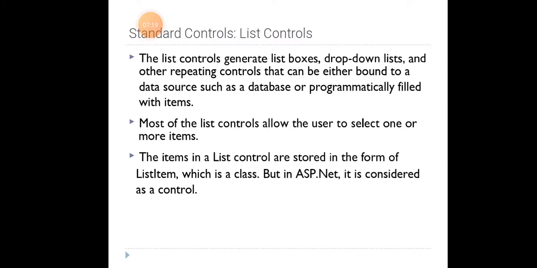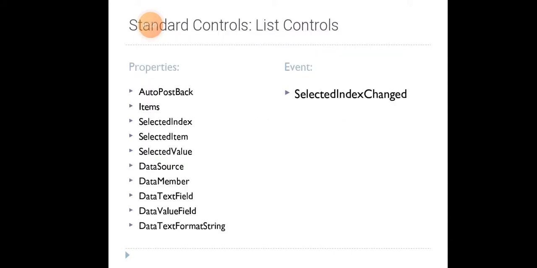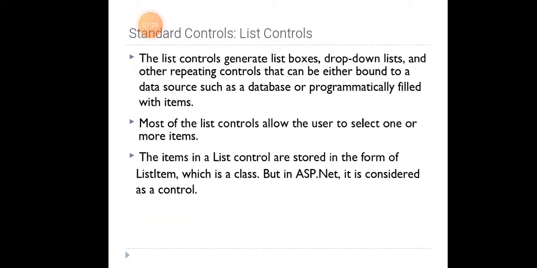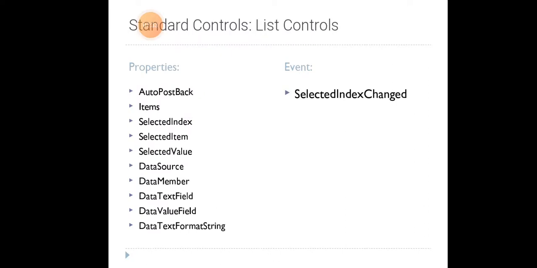The list item class is used to store the list of items in the list control. In ASP.NET, it is considered as a control. It is not a class, it is considered as a control. Next, standard controls, properties of list controls. What are the properties of list controls? They are auto postback, items, selected index, selected item, selected value.